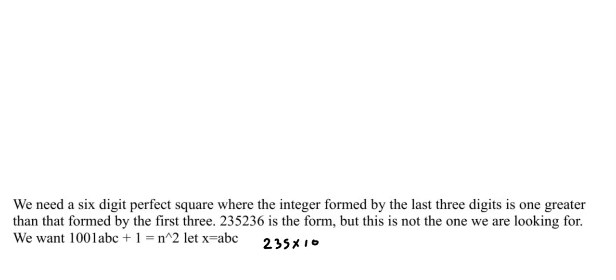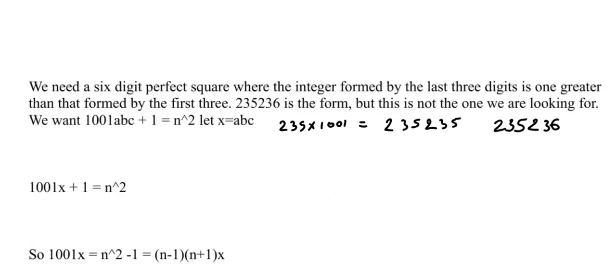235 times 1001 would be 235235, and if we add 1 we would get 235236, although this is not the one we're looking for. And so if we look here, we will see that 1001x plus 1 is n squared, so that 1001x is n squared minus 1, which will be n minus 1 times n plus 1.